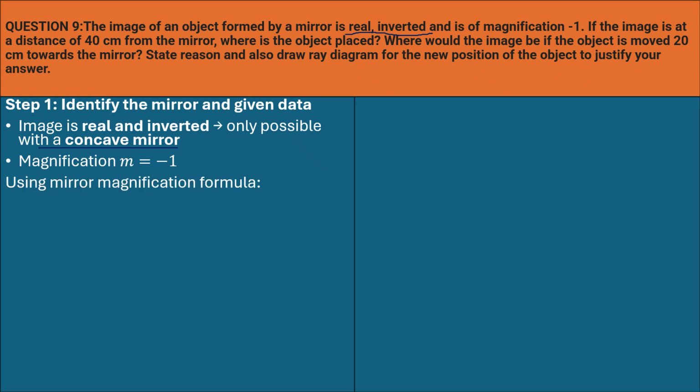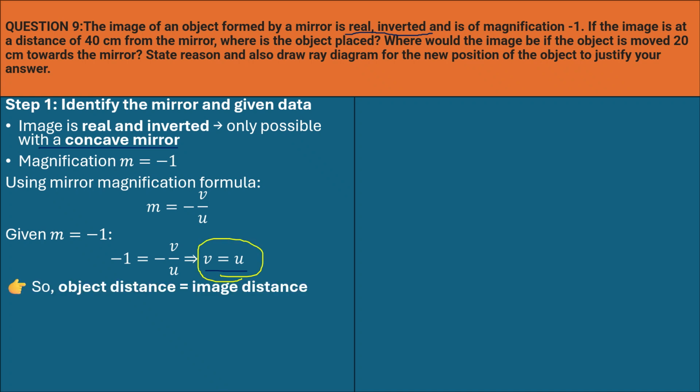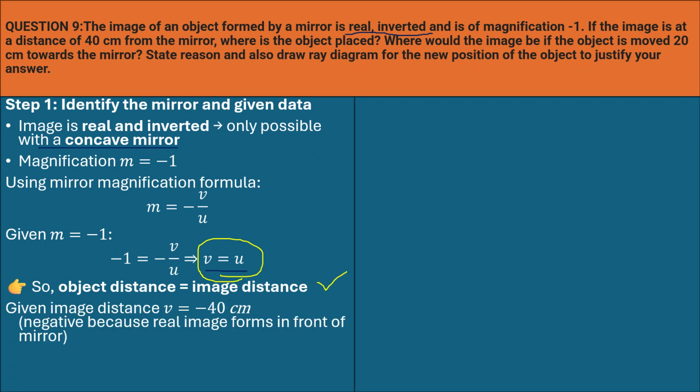Now, the mirror magnification formula, that is m is equal to -v upon u. So what is given? m is -1. So if m is -1, then -v upon u. So what do you have to do here? Here we have just cross multiplied. The minus sign is cancelled and we have got v is equal to u. So object distance here is equal to image distance. Hope this point is clear to you.